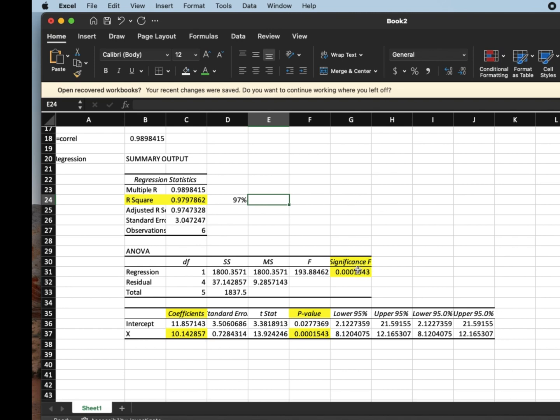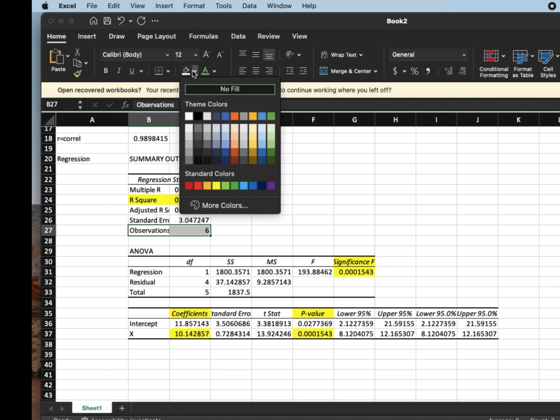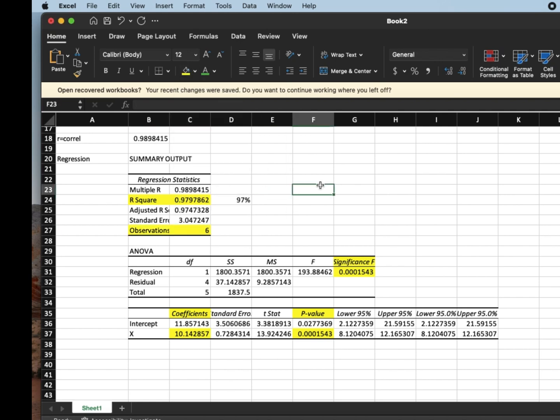And of course, the observation. Please take note of the observation so that you will not be misled. So this should be colored yellow, so let's color it yellow. Next is the significance level. Let's look at the ANOVA table and look for the significance level.